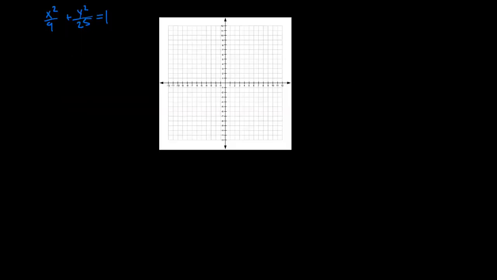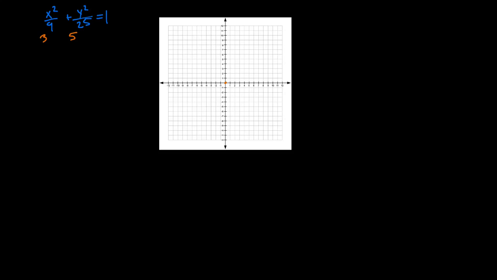In our next example, we're going to look at x squared over 9 plus y squared over 25 equals 1. So our x radius, in this case, is the square root of 9, so our x radius is 3. Our y radius is the square root of 25, so our y radius is 5. And then it's just x squared and y squared on top, so we're not shifted anywhere. So our center is at 0, 0.